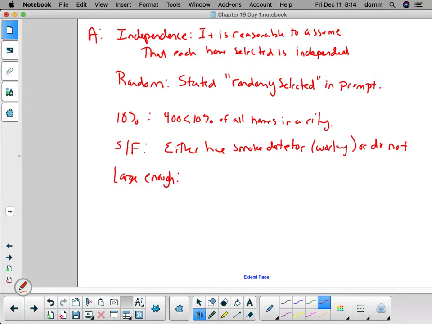Okay, large enough condition, so we have to do NP, 400 times 0.2. Again, we're doing NP, not P hat, equals 80, which is greater than 10. And Q equals 400 times 0.8, which is 320, which is greater than 10. So those are all our conditions, which are exactly the conditions we had before for confidence interval. Nothing has changed.